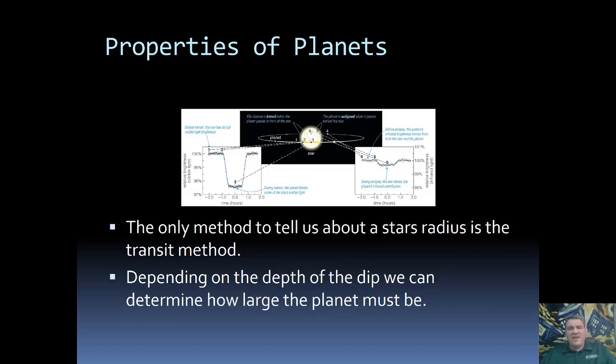The only method that gives us information about the radius is the transit method. A larger planet is going to block more light, and therefore we can figure out its size. Okay, if it blocks more light, it's a bigger planet. If it blocks less light, it's a smaller planet. So all of this is determined by the depth of the light curve.